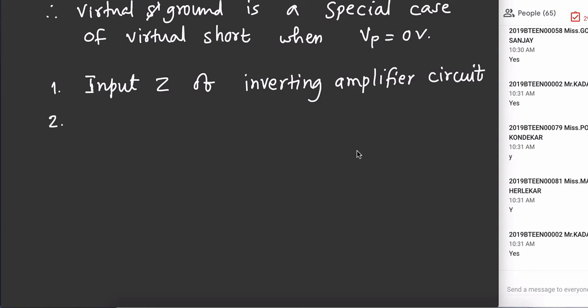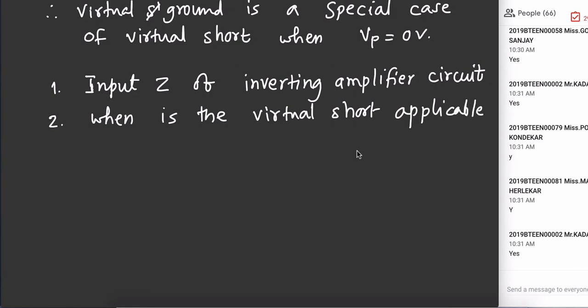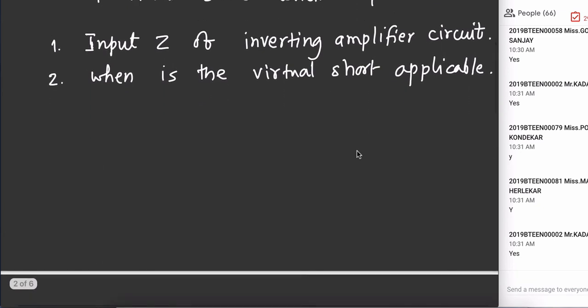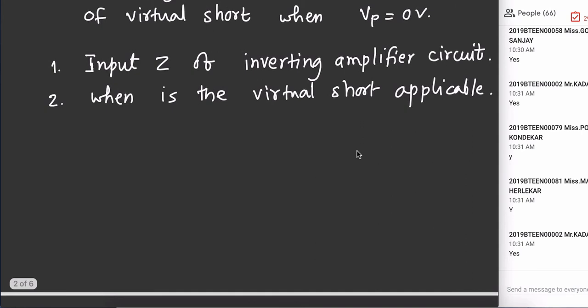Second thing we would like to understand is when is the virtual short applicable. It means we are talking of virtual short, we are applying that, we are analyzing the circuit, we are deriving equations. But is there any situation where this concept cannot be applied at all? So those things we will understand today, and then the things will be more and more clear. Fine. So let us start with input impedance of inverting amplifier circuit.